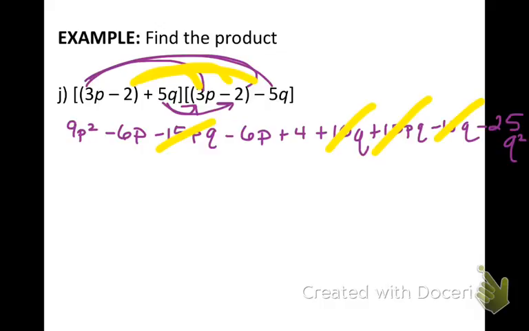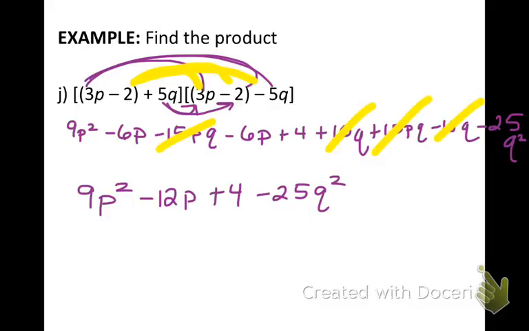All right, so now let's combine all the like terms. Do I have any other p squareds? No. So that comes down. What happens to my p's? So negative 12p. And then we've got plus 4 in there. And then we've got a minus 25q squared.